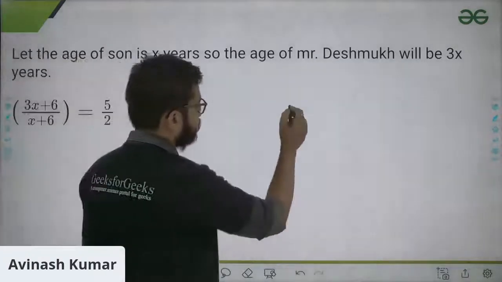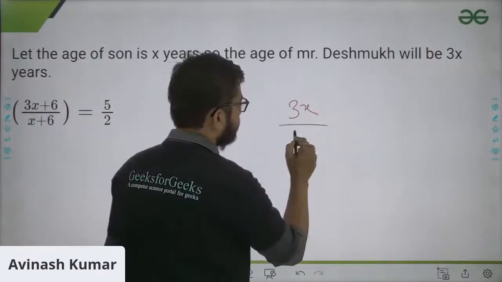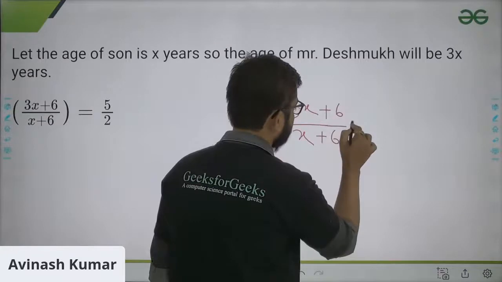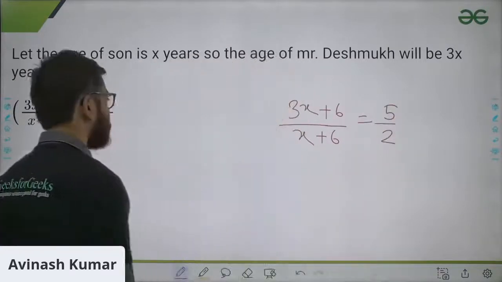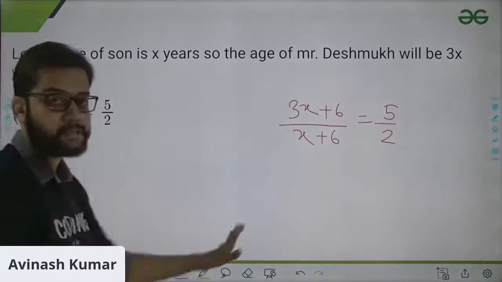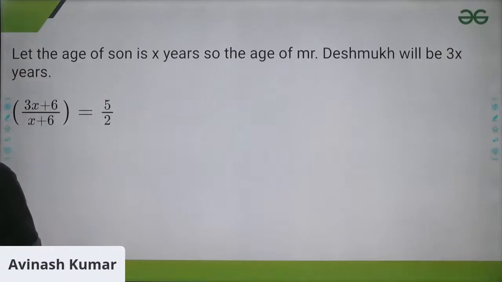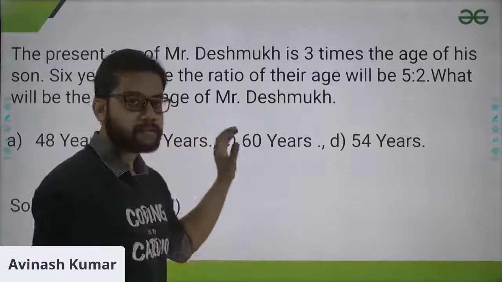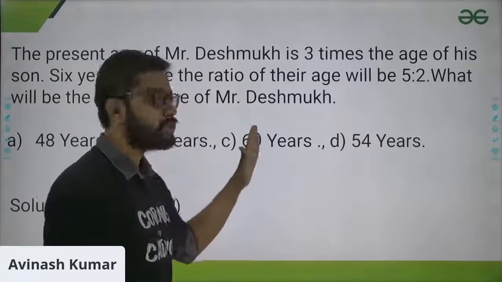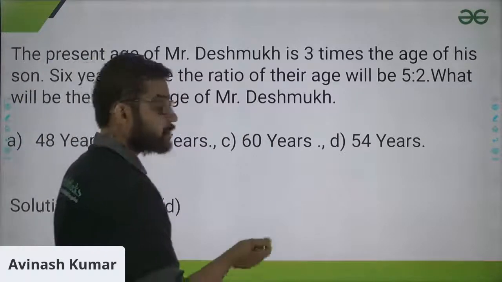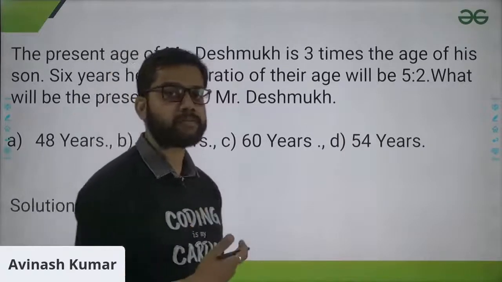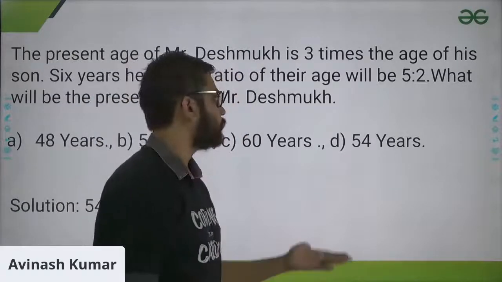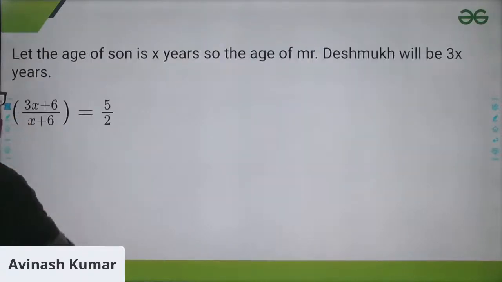6 years hence, the father's age is 3x and the son's age is x. They are saying the ratio of age 6 years hence, once after 6 years, will be 5:2. So (3x plus 6) upon (x plus 6) is equal to 5:2. As per the question, it's written. I'm giving it one more time so that you can see the question. The present age of son is x, then Mr. Deshmukh's age will be 3x. 6 years hence, the son's age will be x plus 6 and Mr. Deshmukh's age will be 3x plus 6. So the father to son ratio will be 5:2. I'm writing this in the form of an equation.